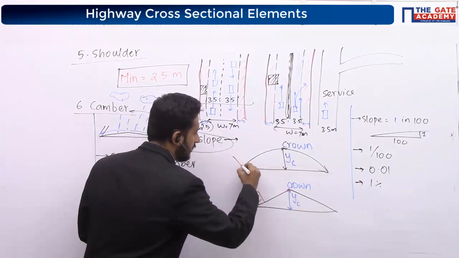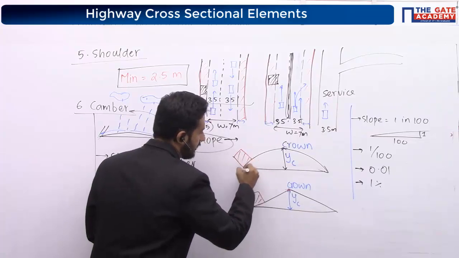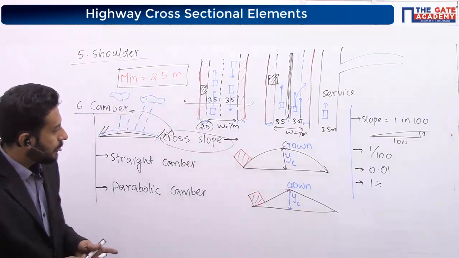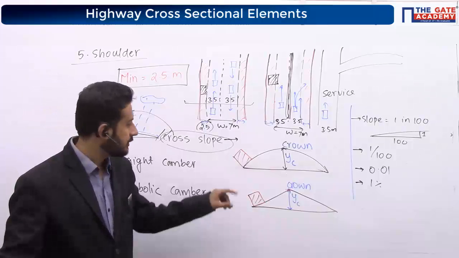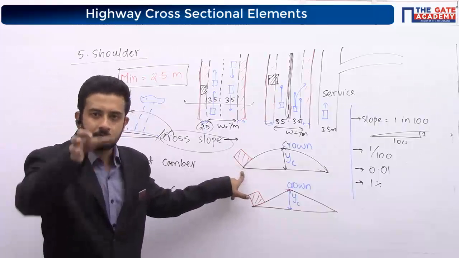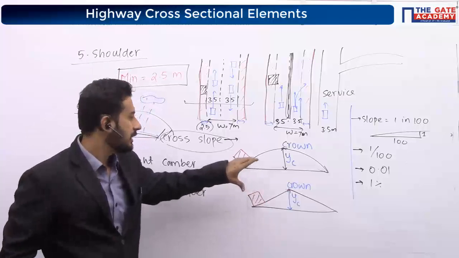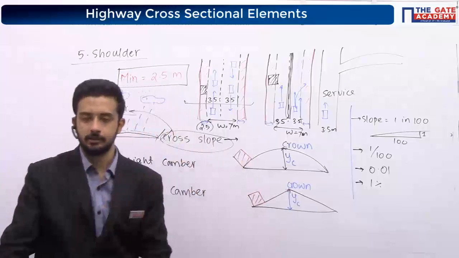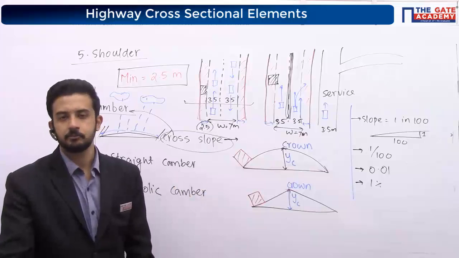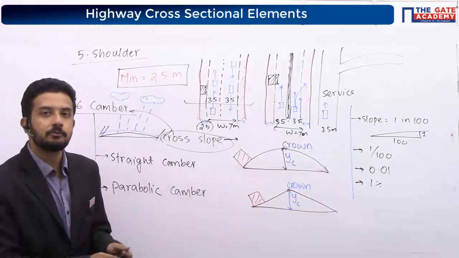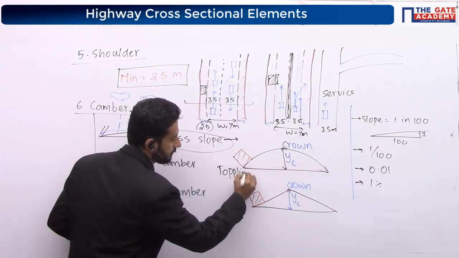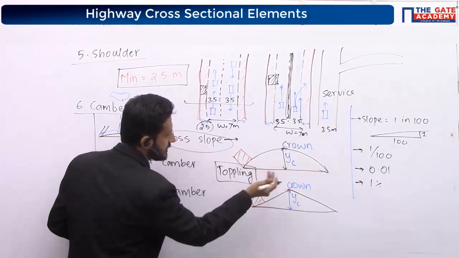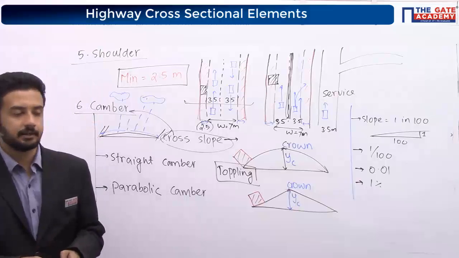Suppose there is a heavy loaded truck here. On a parabolic curve or a parabolic camber, at the edge portion, because of the shape, it may be more tilted towards the side. So there is a chance of toppling. It is called toppling towards the inner side or towards the left side.